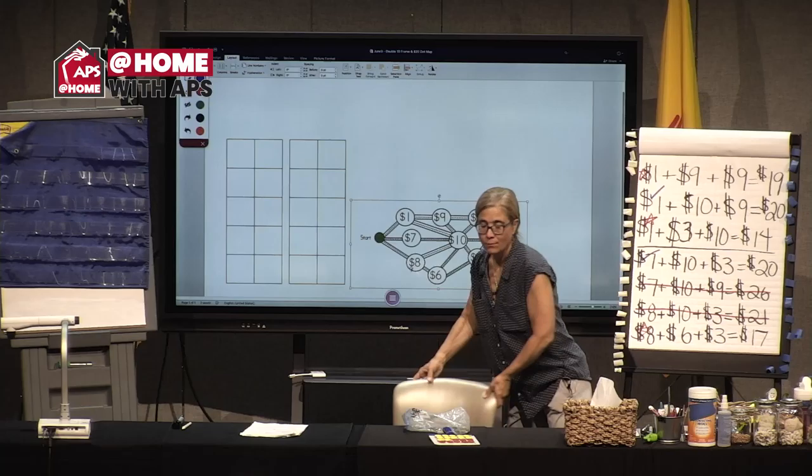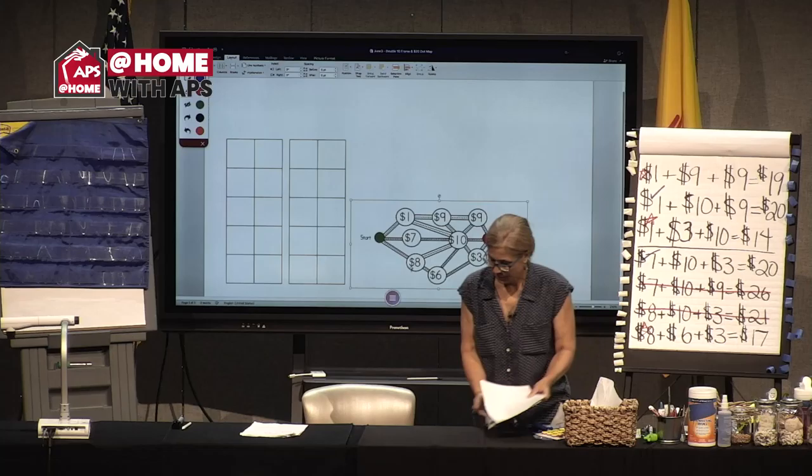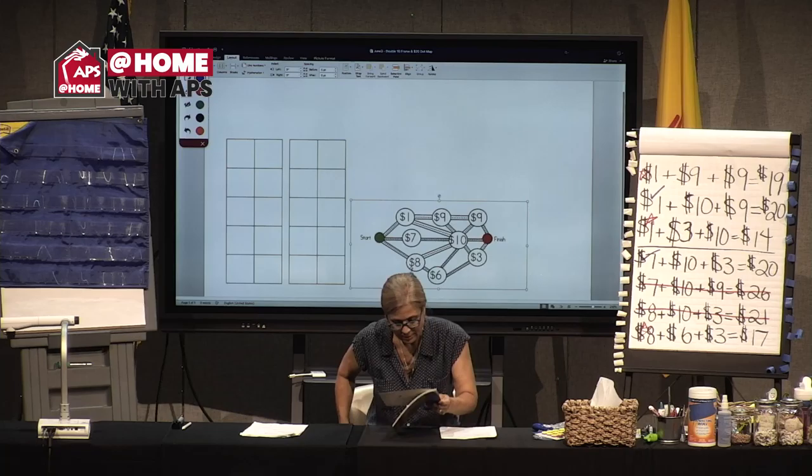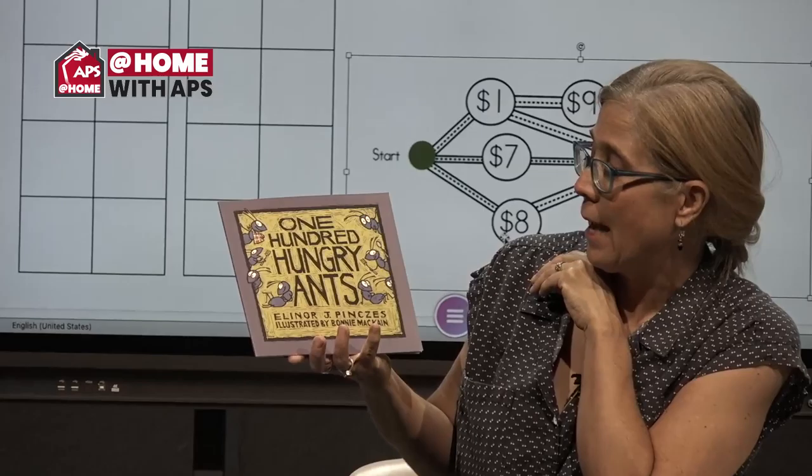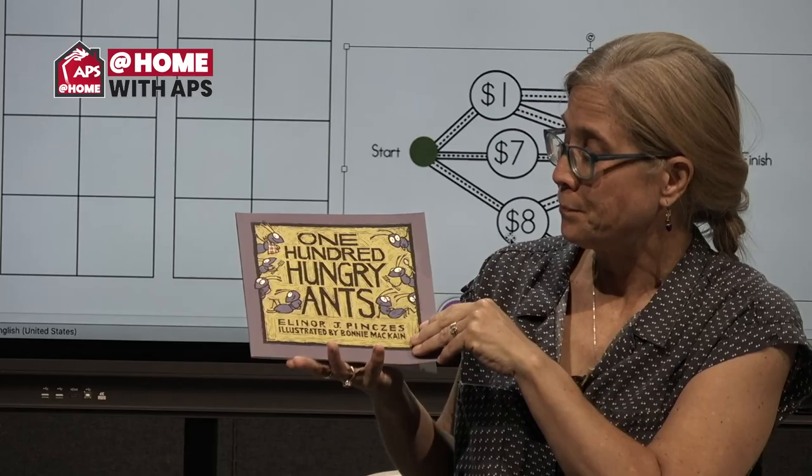Right, we are going to read a story today called 100 Hungry Ants. Don't know if you've seen this book before. It was written by Eleanor J. Pinsitz and illustrated by Bonnie McCain and published by Houghton Mifflin Corporation. So 100 Hungry Ants, let's find out what's going on.